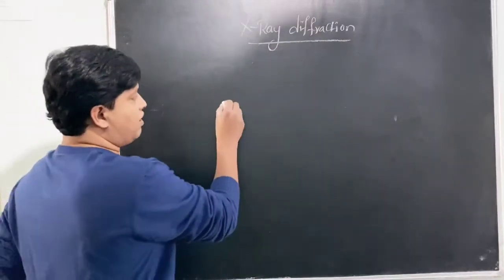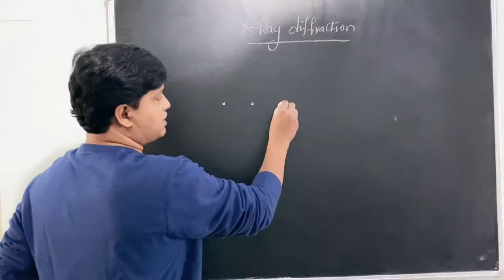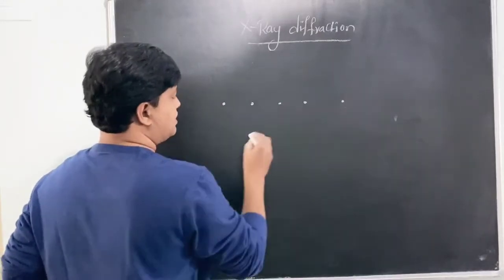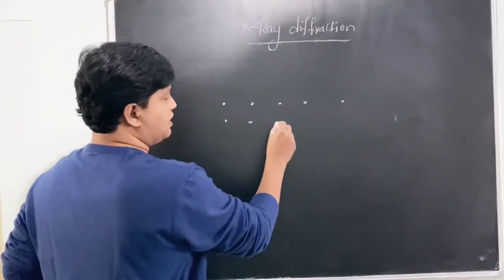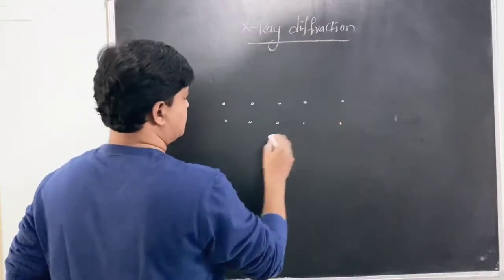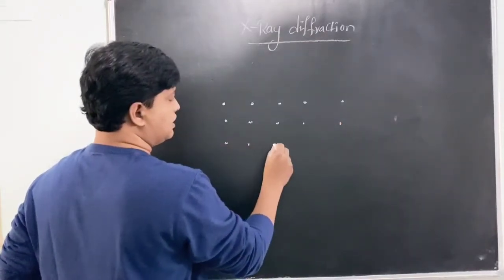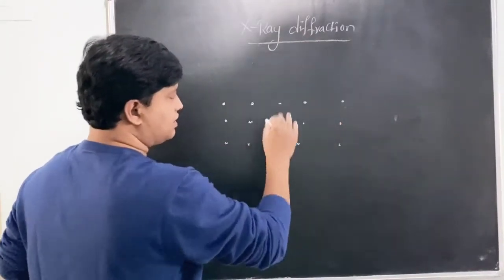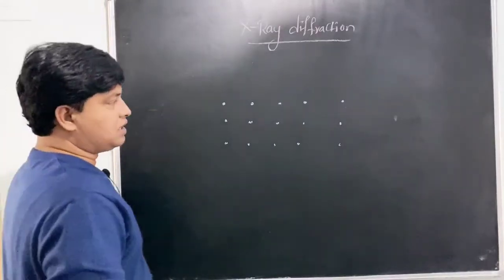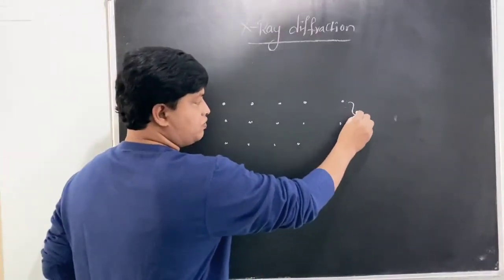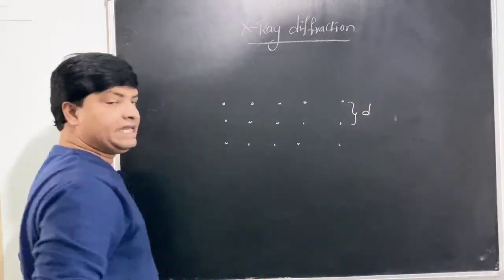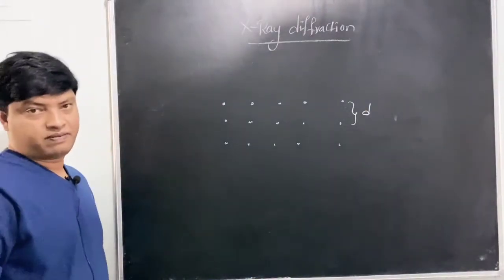Now straight away we jump into the analysis of crystal. In a crystal, we have many atoms like this, in different planes. This is plane 1, this is plane 2, this is plane 3. They are different planes. Now the distance between two planes, we call it the interplanar distance.